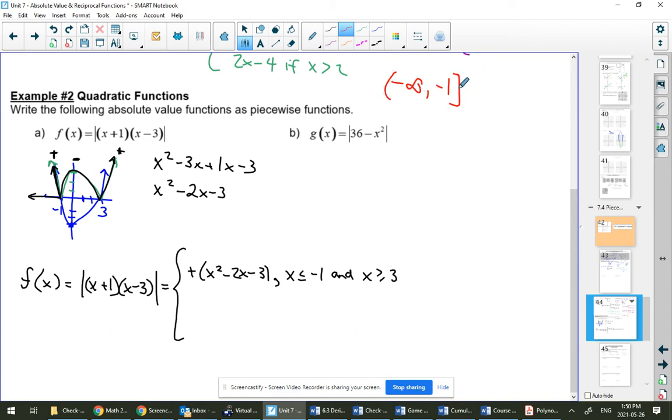This is a calculus thing, and you'll see it in 30-1. So from -infinity to -1, square bracket means it's included, round bracket means it's not. Union 3 to infinity. Infinity is never included. So that would be how I would write that exact same piece of information in calculus. Interval notation is actually easier to work with, I find, but we don't do anything with it in 20-1.